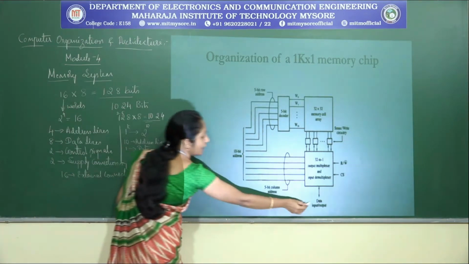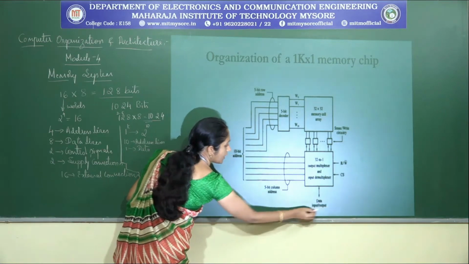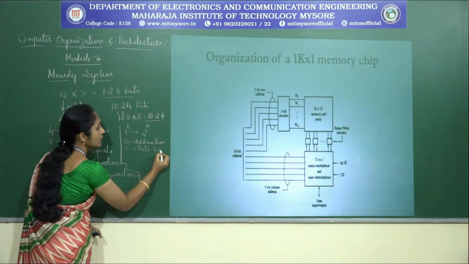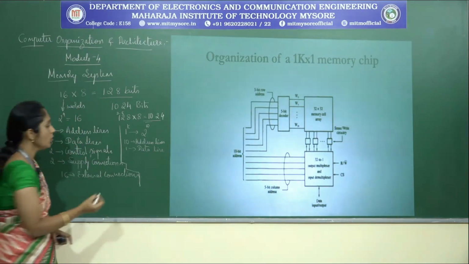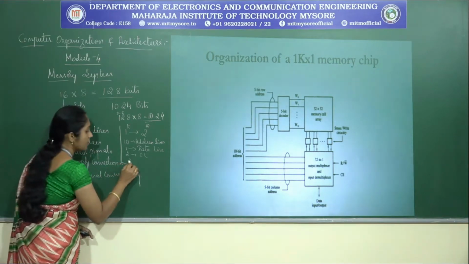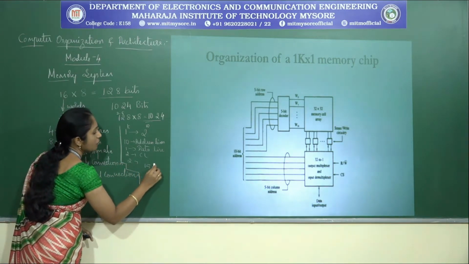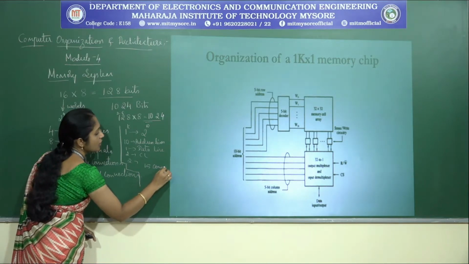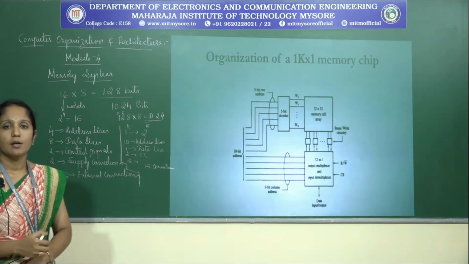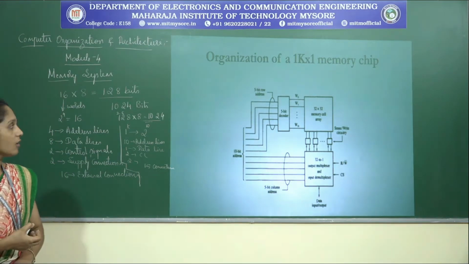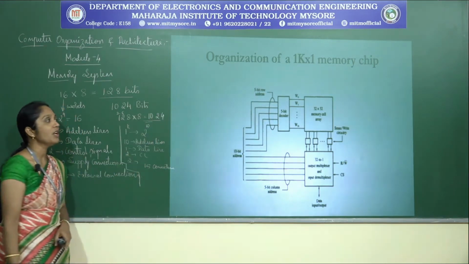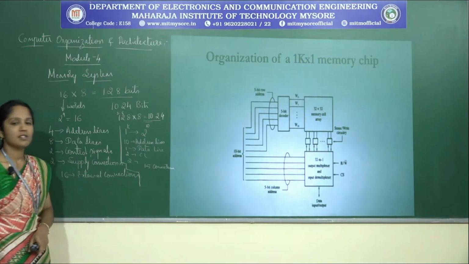So finally we have only one data line, two control lines and two supply lines. So in total we require 15 external connections if you organize the memory of 1024 bits as 1K cross 1. These are the total number of connections required.